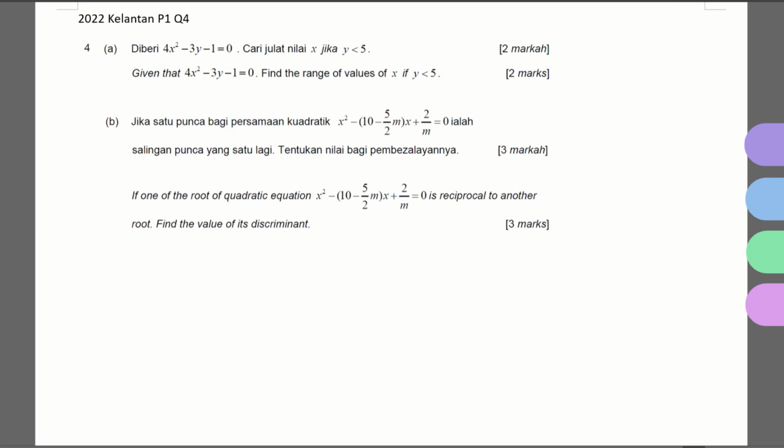So for today's video, we will look at a question from Form 4 Chapter 2 Quadratic Functions. So before we discuss this question, you all can take a look and try it by yourself first.